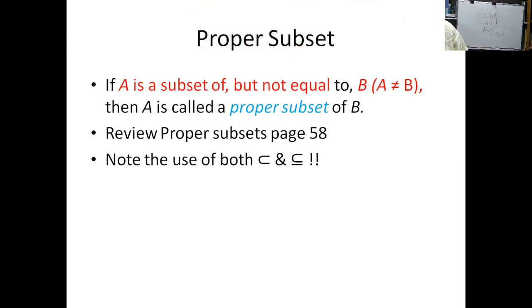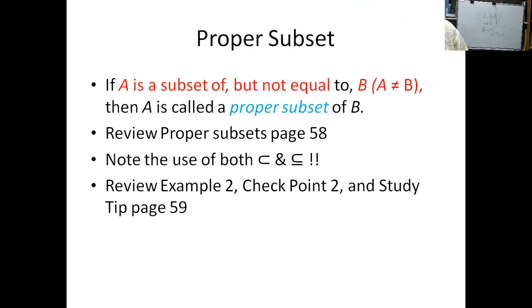We come to proper subset. If set A is a subset of, but not equal to, set B, A is not equal to B, then A is called a proper subset. For example, let's look at page 58. On page 58, set A, please look at your textbook. You have 1 and 3. Set B is 1, 3, and 5. A is a subset of set B, and it's a proper subset. They are not equal, and all the elements of set A are in set B. Then set A is a proper subset of B because A and B are not equal sets. And notice when they are a proper subset, we use this symbol.